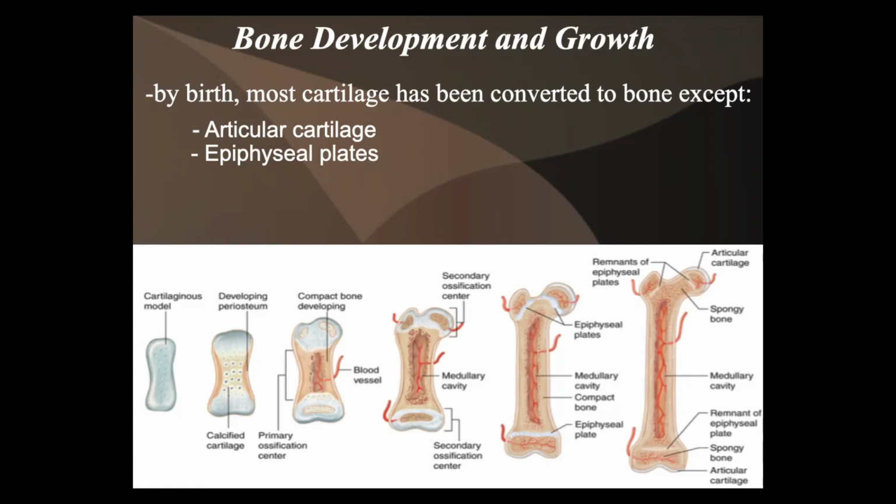And as the baby and the child starts to develop, you can see the bones start to shape. Originally it starts as a cylinder, then it starts to form projections on it to form the joints.